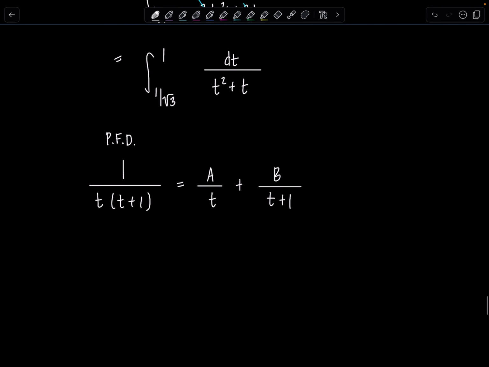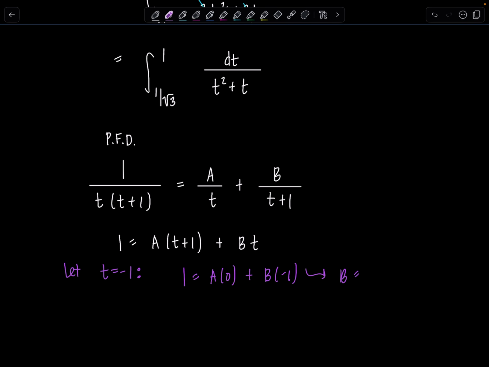All right, multiplying through by the LCD, I'm going to have 1 equals a times (t plus 1) plus b times t. And now let me let t equal -1. I'm trying to solve for a and b. So 1 equals a times 0 plus b times -1. So b is -1. And then let me let t equal 0. 0 equals a times 1 plus b times 0.